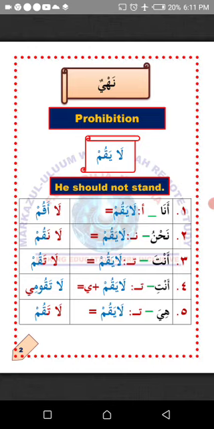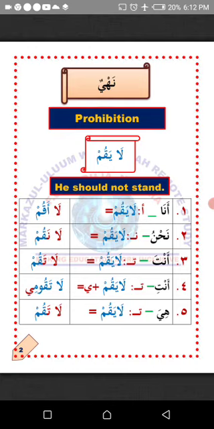Ithnan, number two, nahanu, we. So how do we change the verb la yakum to suit nahanu? All you need to do is to detach ya'un and attach nunun. So the verb la yakum will now become la nakum, which means we should not stand.